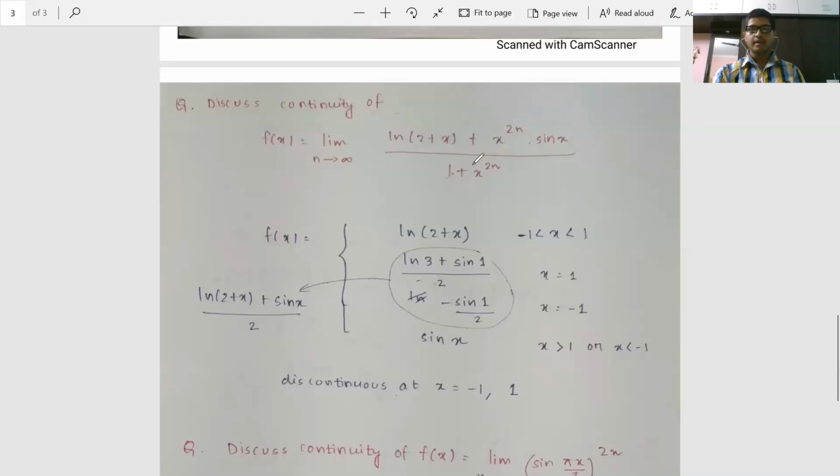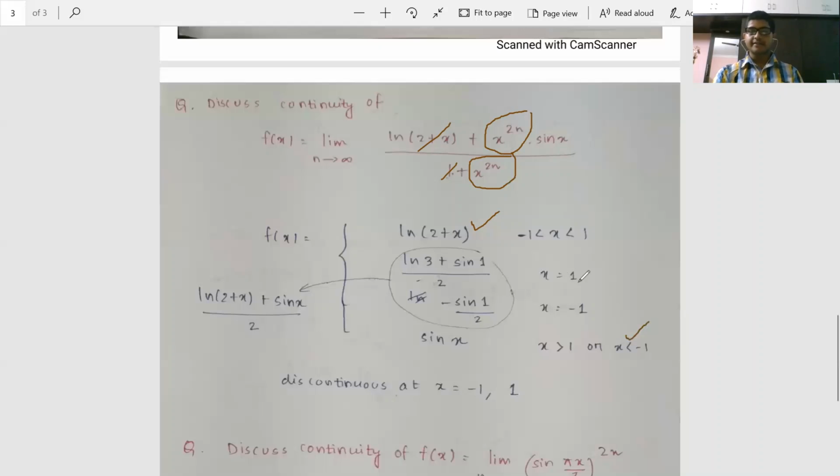Okay, now let us analyze. If x belongs to minus 1 to 1, then you can clearly argue that x to the power 2n is going to tend to 0. So the value of the function in this region would be ln(2 plus x). Let us go to the region when x is greater than 1 or x is less than minus 1. Then, since n is tending to infinity, this term would tend to infinity, and this term in the denominator would also tend to infinity. Therefore, the other terms would be negligible. The answer would be just the ratio of these two coefficients, that is sin x by 1. So sin x in this region.